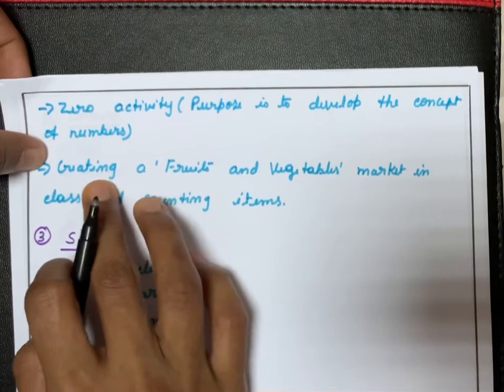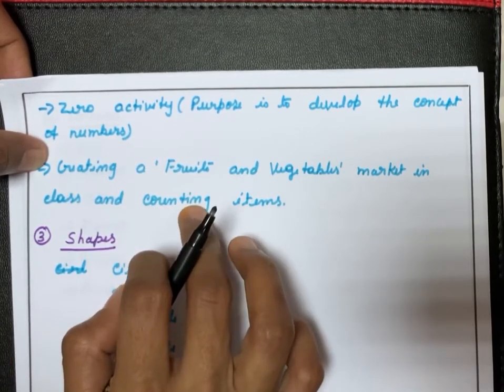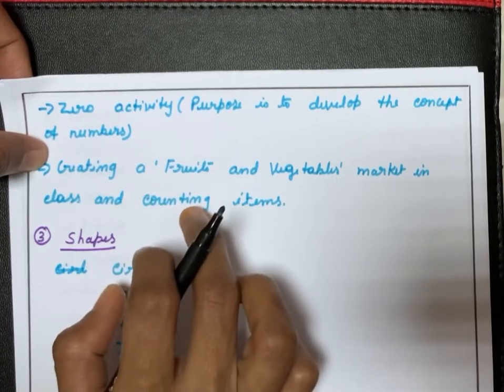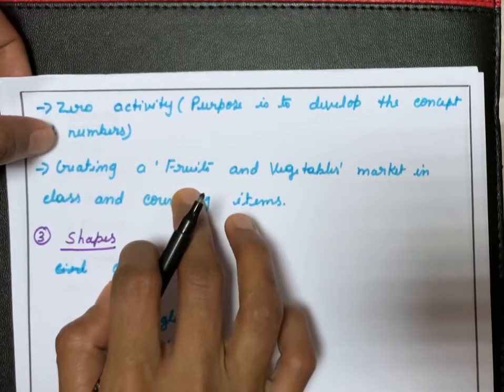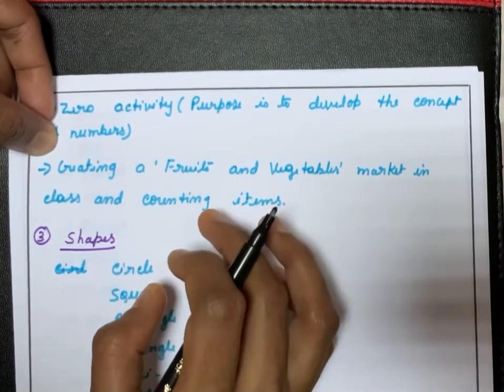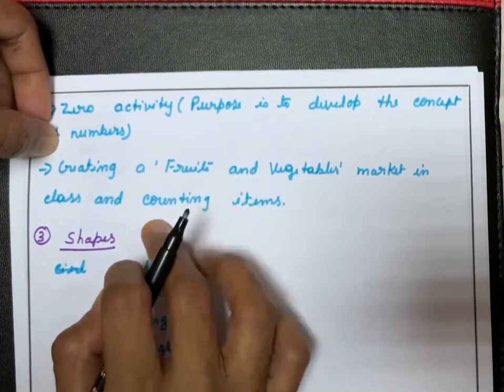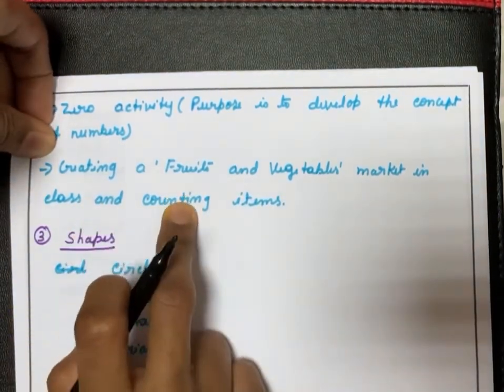So nowadays schools are not open. You can prepare this type of activities at your home and make practice on your kids. Take some fruits and vegetables and ask your kids to count them, and prepare some environment like a market, and play this type of game with your child.